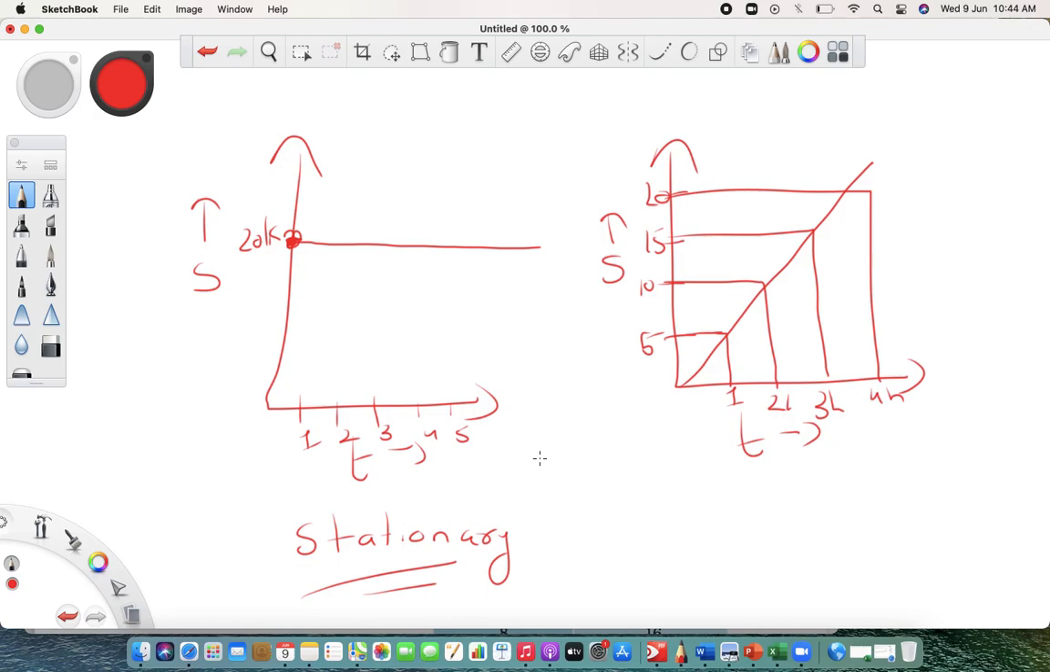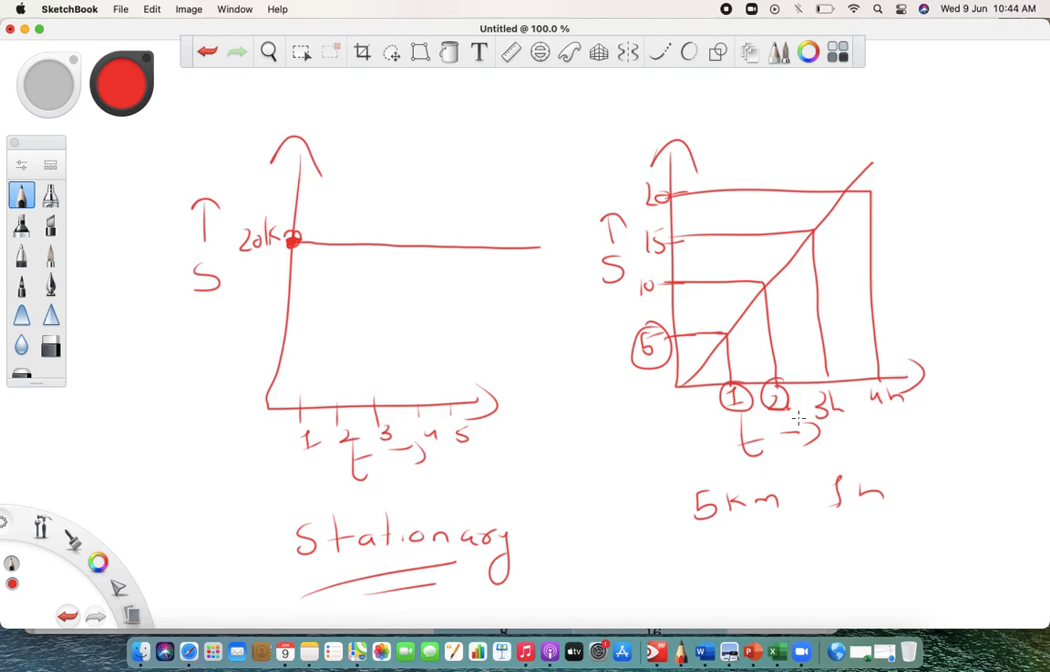Here the graph is increasing. Increasing in the sense the graph is going up, so the graph is moving. But the important thing is, if you see the difference, every 5 kilometer for 1 hour. So in 1 hour it is increasing by 5 kilometer, another 1 hour it is increasing by 5 kilometer. So every 1 hour it is increasing by 5 kilometer.